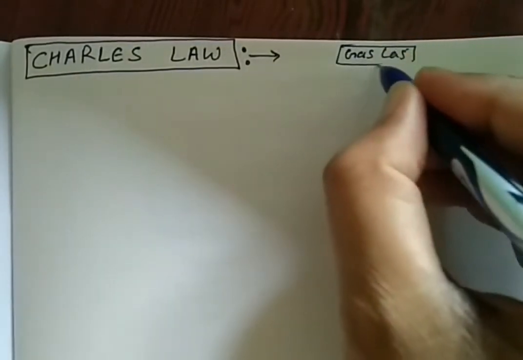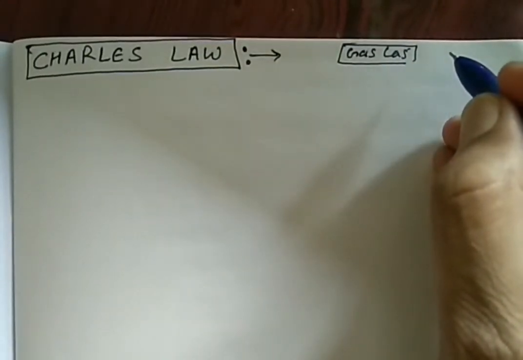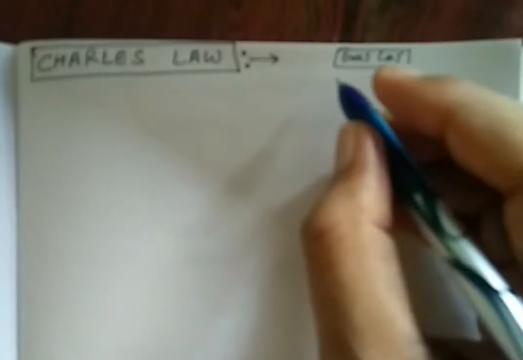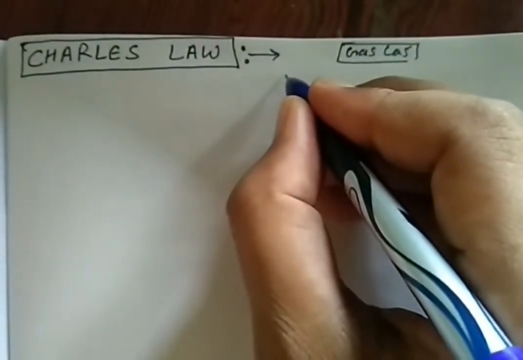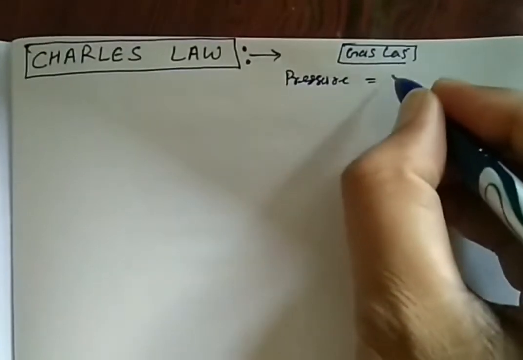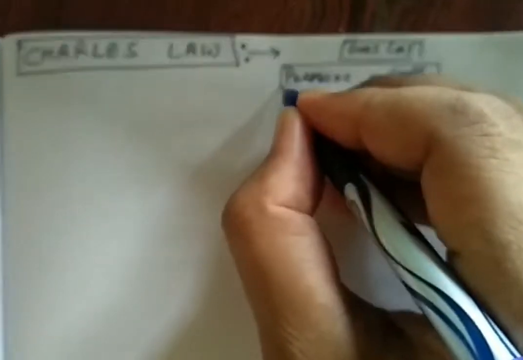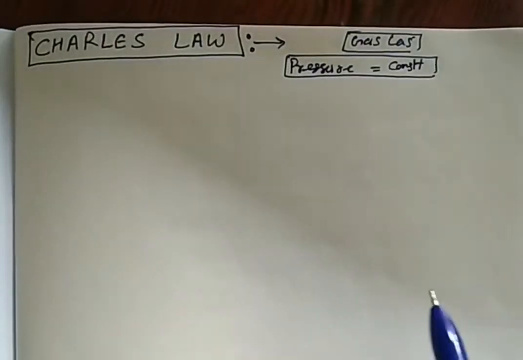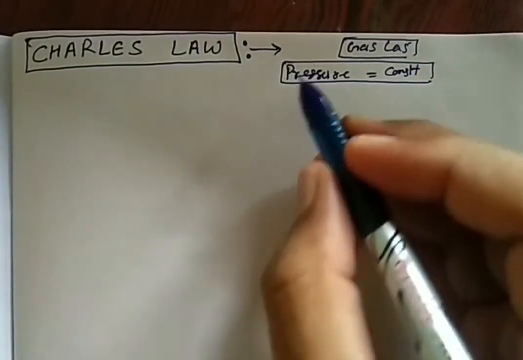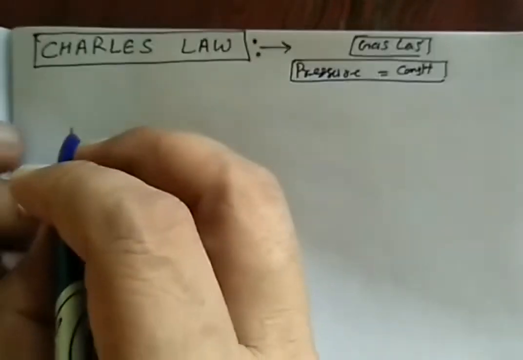Before this we have seen Boyle's law, in which temperature was constant. Now in Charles law we will keep the thermodynamical coordinate, pressure, as a constant. Here in this experiment, to understand the basic concept of Charles law, we will keep pressure constant. See very carefully.